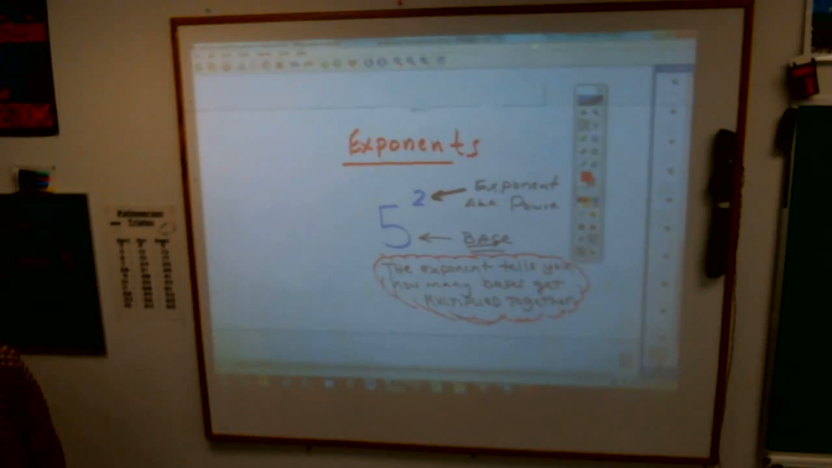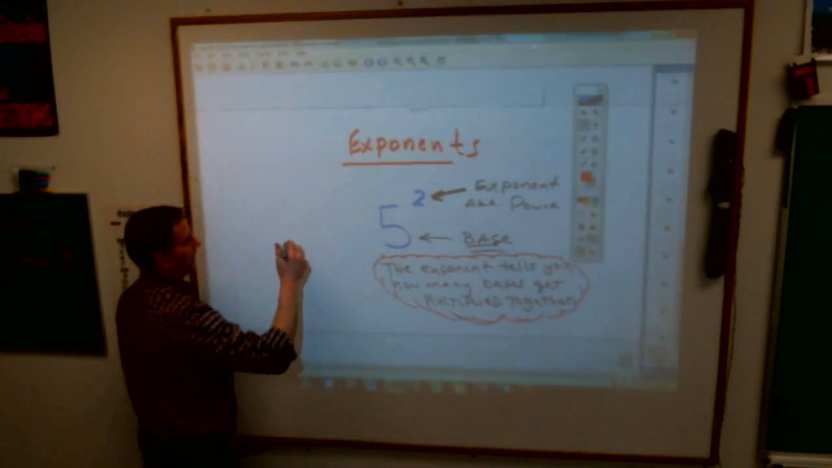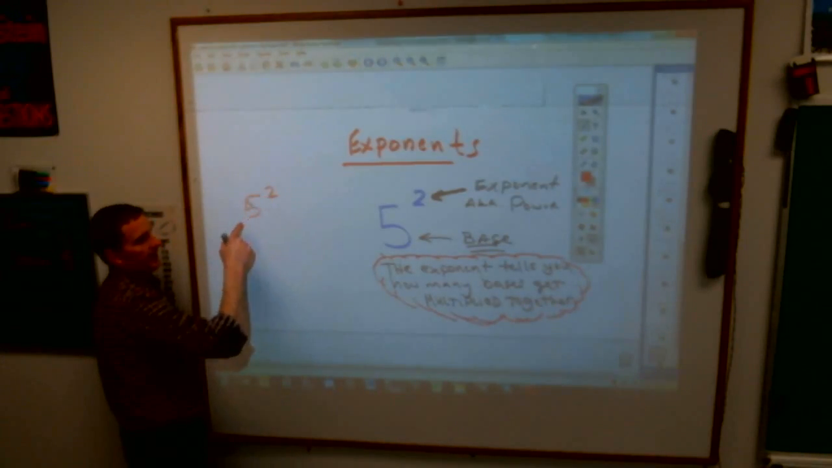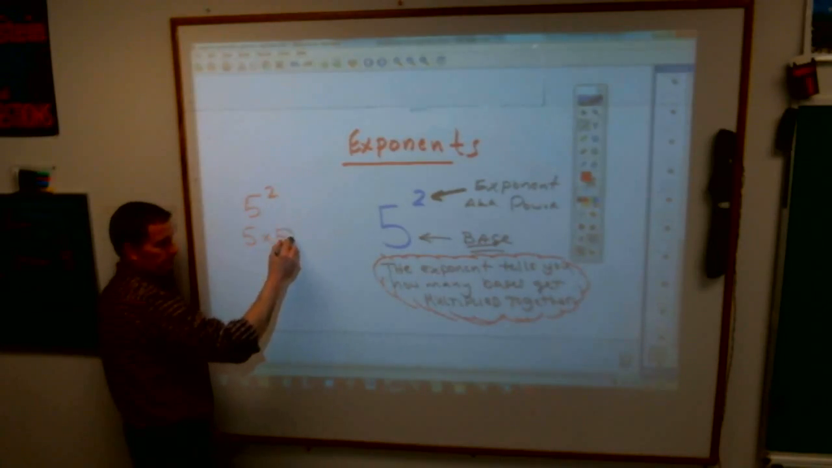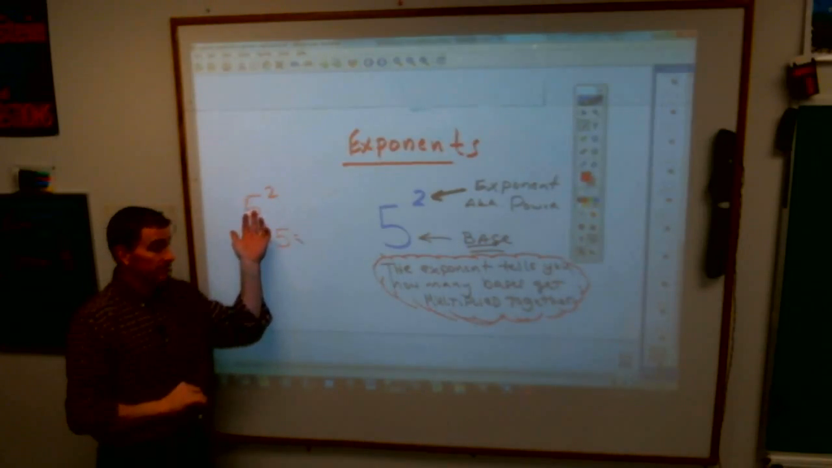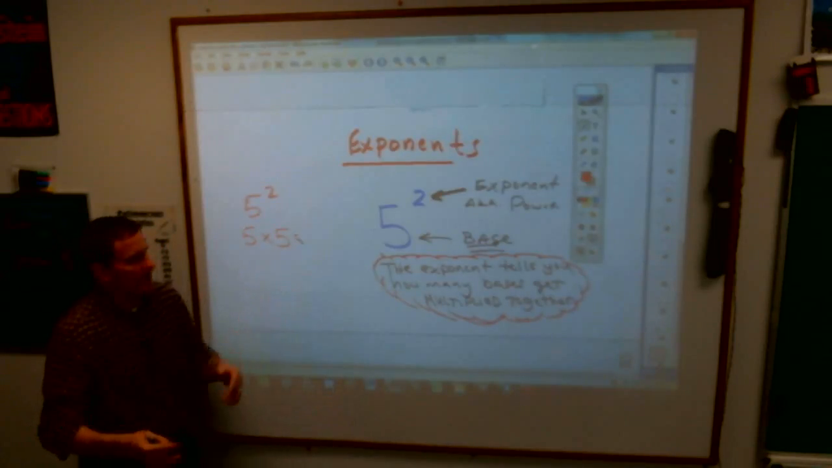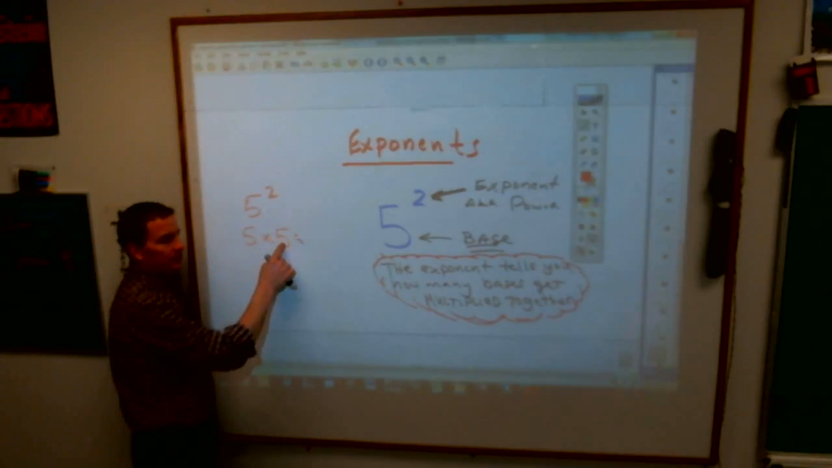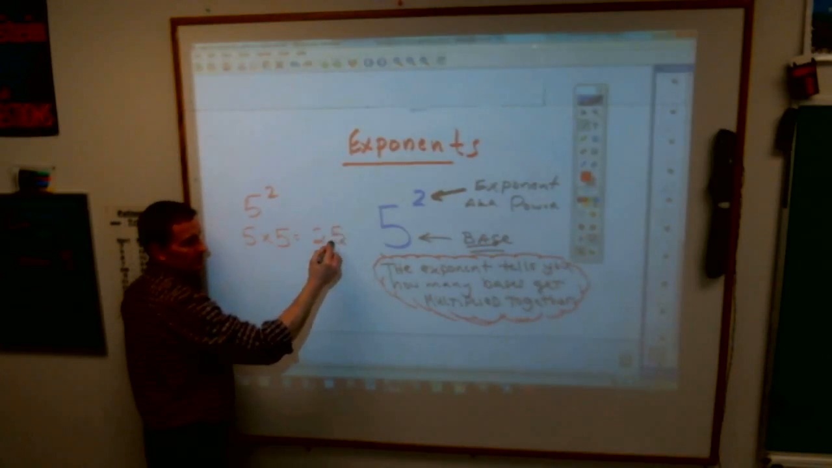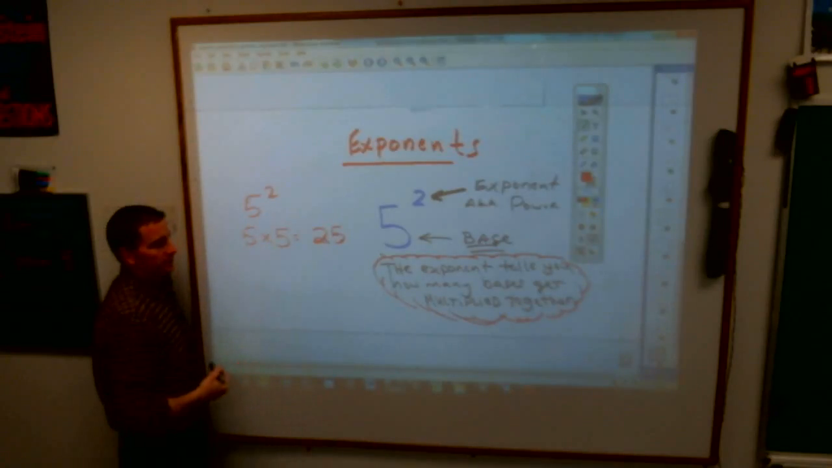You definitely want to have some examples written down that I write down here. So let's look at 5 to the second power. This 2 tells me that I am multiplying 2 5s together. Please understand, this is not 10. It's not 2 times 5. Otherwise, I would have written it as a multiplication problem, 2 times 5. It is 5 times 5. The answer to 5 squared, simplified, is 25. 5 to the second power is 25.